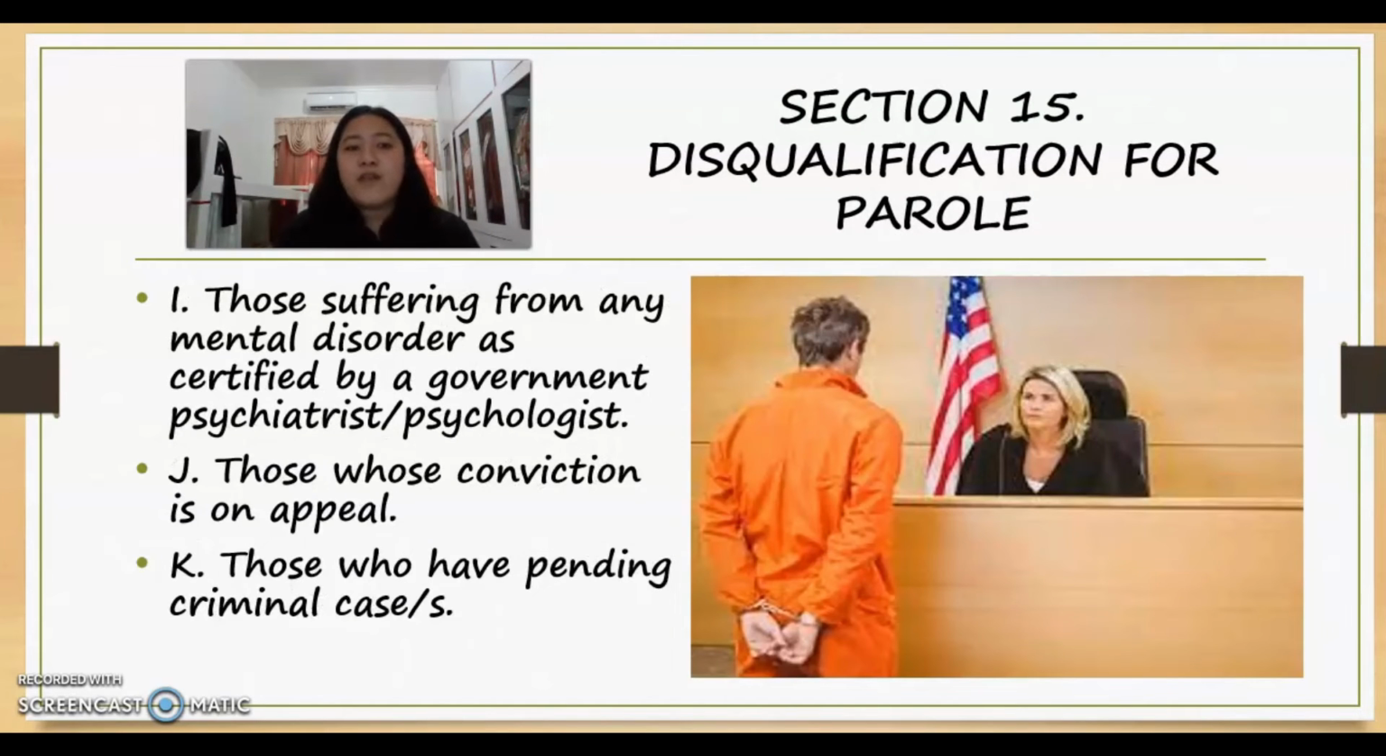The next is those suffering from any mental disorder as certified by government psychiatrists or psychologists. Next is those whose conviction is on appeal. And lastly, those who have pending criminal cases. So, the said followings are the basis for disqualification of parole.